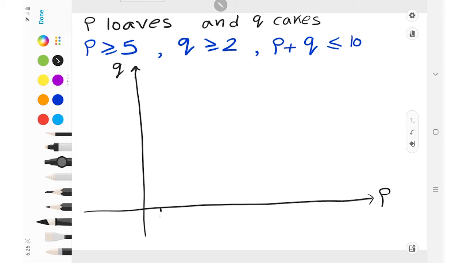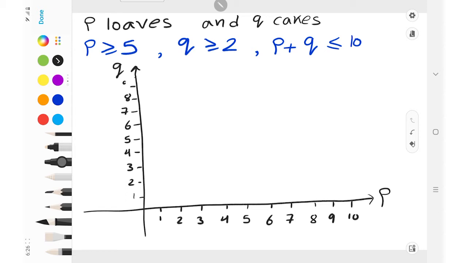Now I just want to put the numbers here. 1, 2, 3, 4, 5, 6, 7, 8, 9. I want them to reach 10. I want to make it longer. Okay, this is the Q axis, 9 and 10.